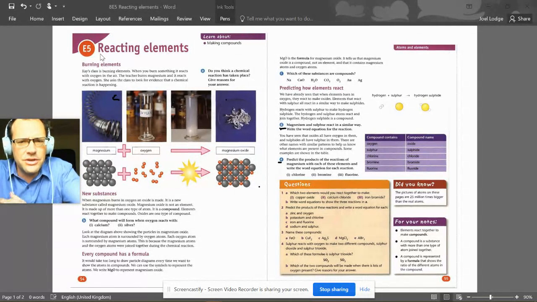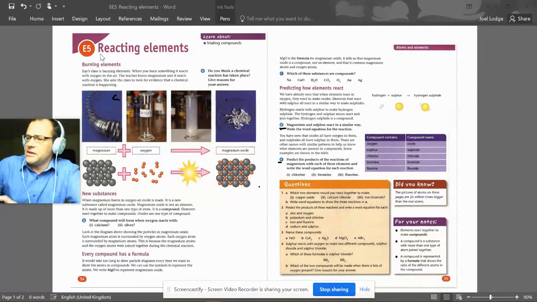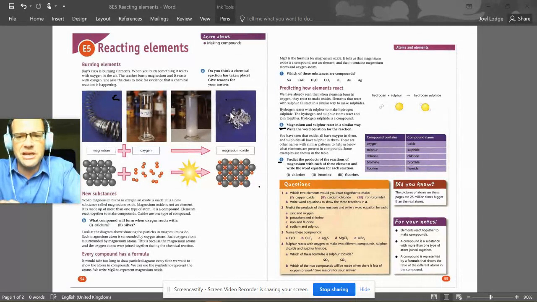So I know a lot of you have done this actually in the laboratory, right? We've looked at magnesium and oxygen burning. We've probably looked at iron and sulfur burning as well. Now, when we react elements together, they become something else called compounds. And we're going to look at how we know a compound's been made and what we call these compounds. What are the names of these compounds when they react with different elements?